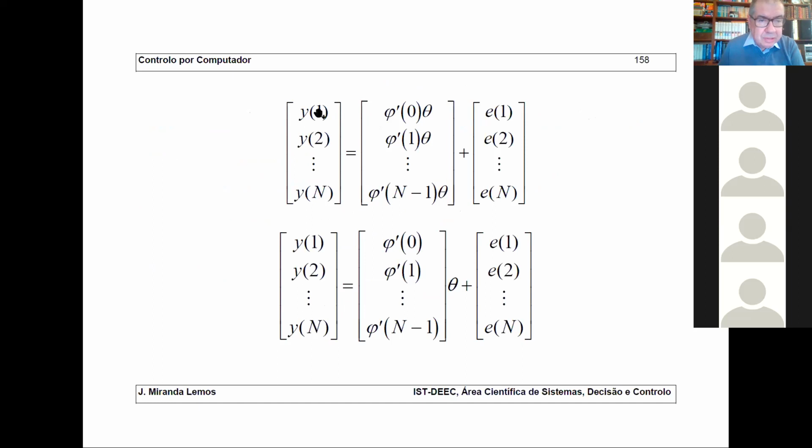is we observe a number of data, okay? And so for t equal to 1, I have phi prime of 0 theta plus the noise and so on. For t equal to 2, phi prime of 1 theta and so on, okay? Now, I can write from the first equation a second equation. So what is the mathematical argument that allows me to write a second equation?